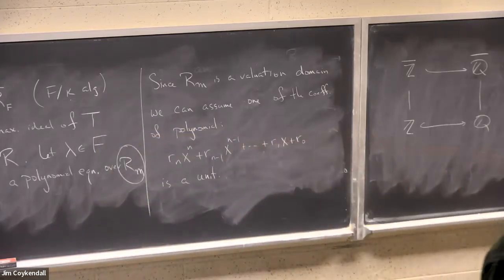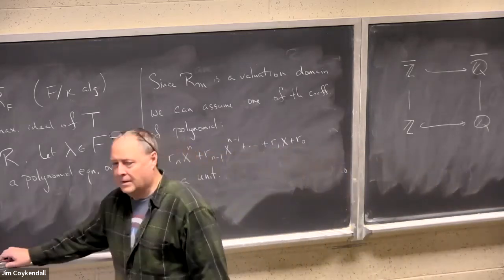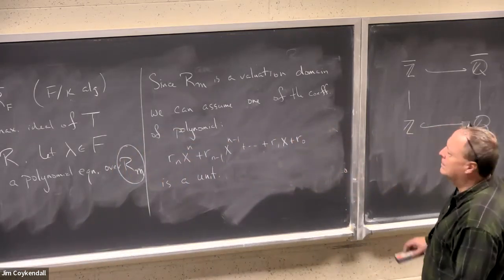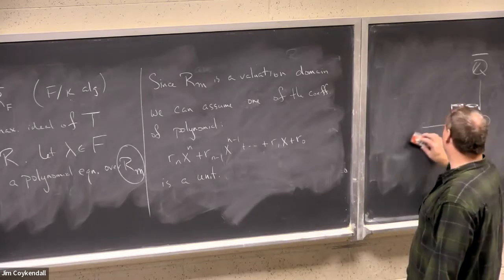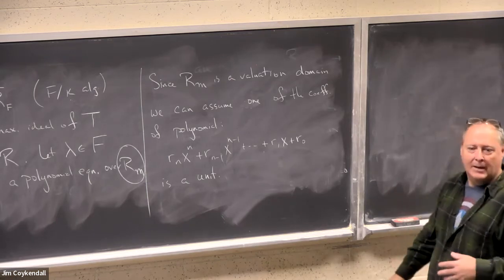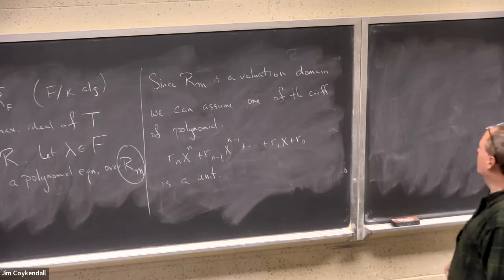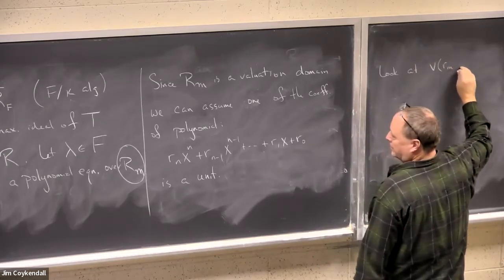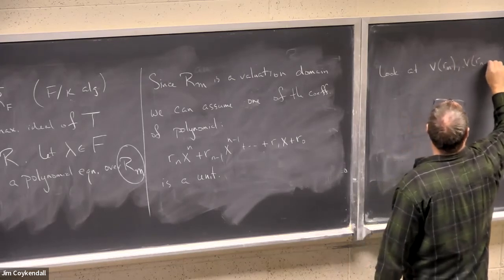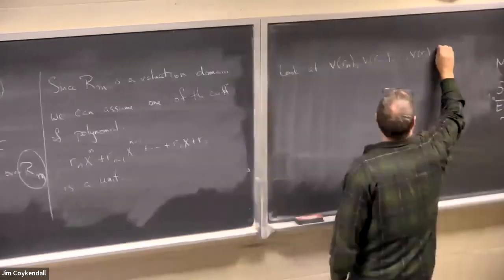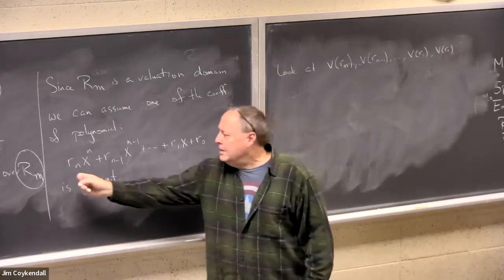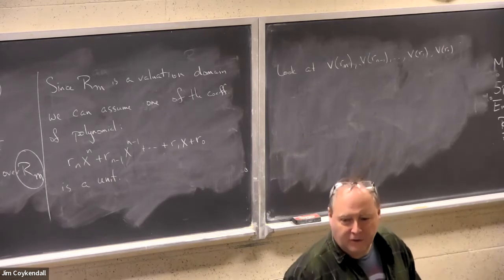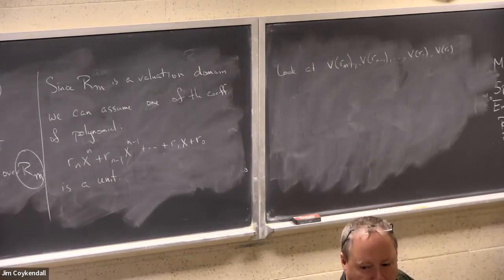Okay, so how can I make that call? Maybe go back and remember the previous result. It seems to have a similar setup with one of the coefficients being a unit. The important thing, right, is this is a valuation domain. So look at this polynomial's coefficients, right? Because of the fact this is a valuation domain, one of those coefficients has the smallest value, right?